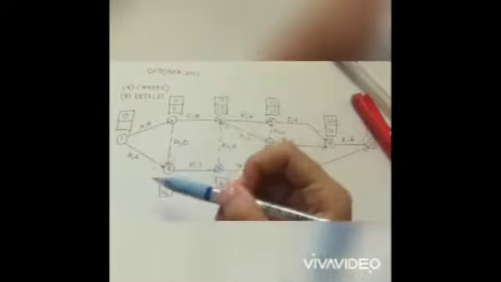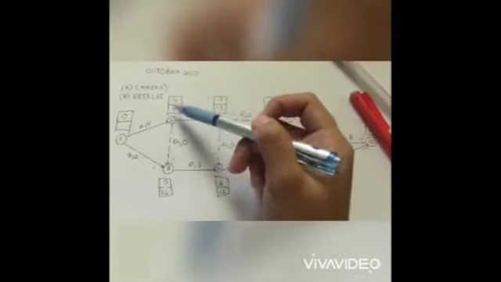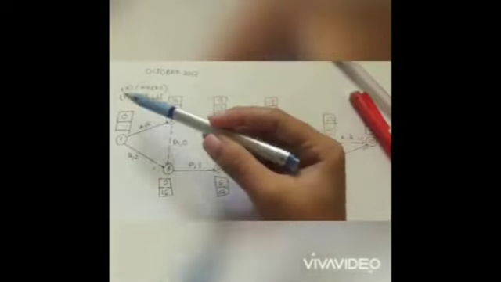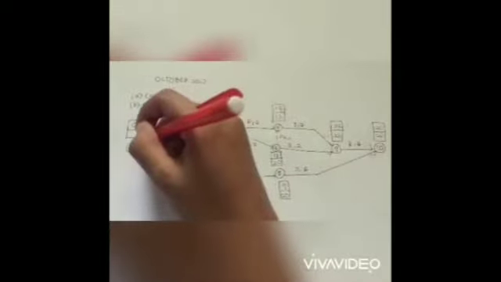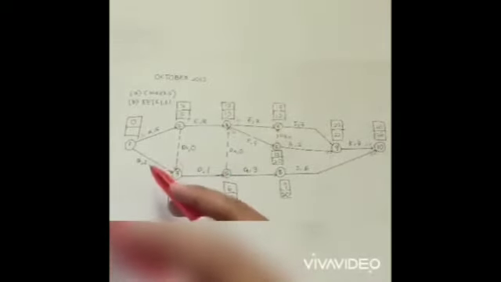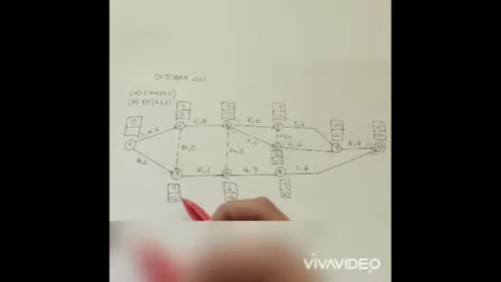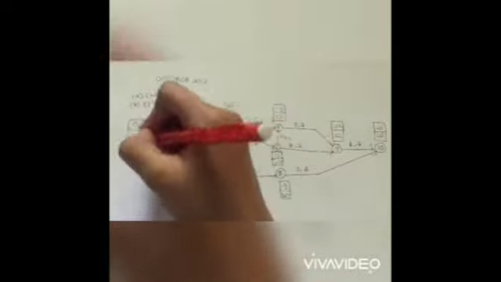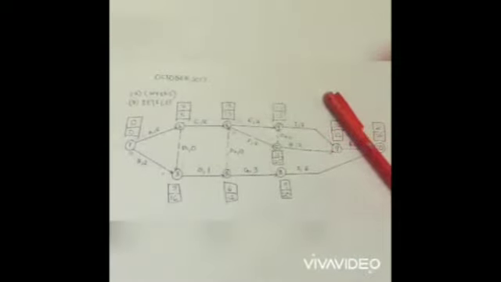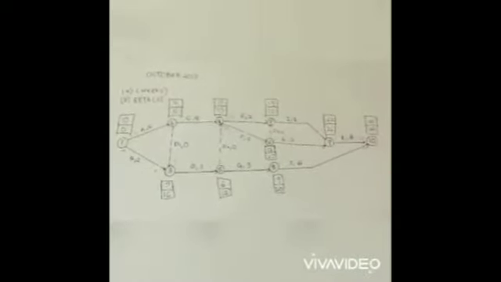And then 5 minus 5, you will get 0. And 16 minus 2, you will get 14. So we will choose 0 because it is the lowest. So that's all for EET and LET.